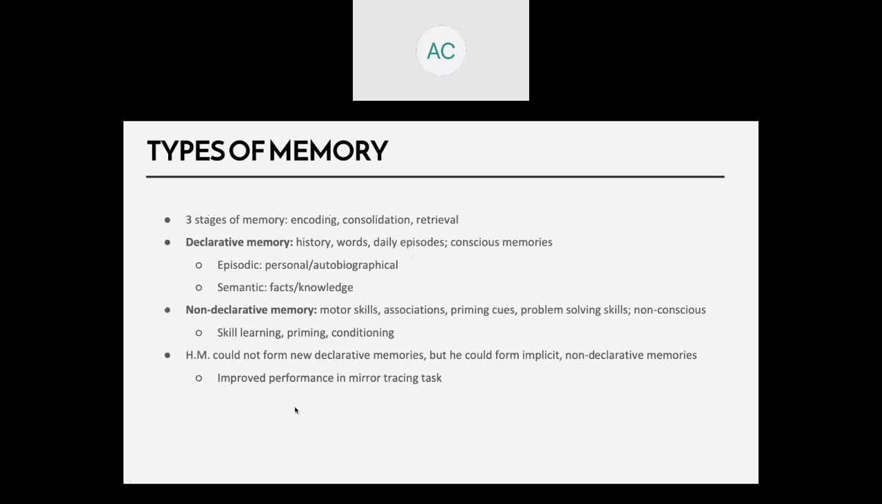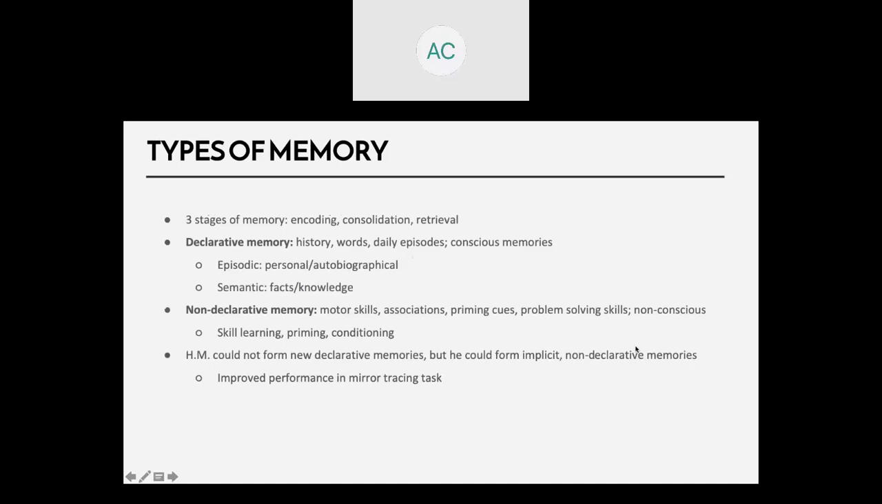And then non-declarative memory encompasses motor skills, associations, priming cues, and problem-solving skills. And these are often non-conscious. So we'll talk about a couple types of non-declarative memory later in the PowerPoint. One of them is classical conditioning. It's not something that you're aware of. It's not something generally that you can consciously control.